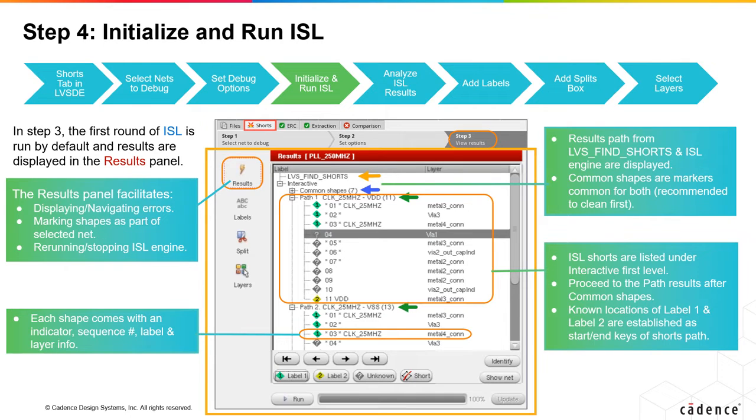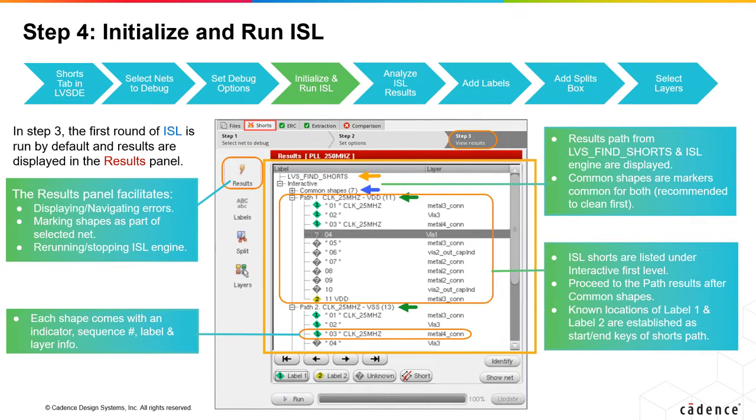The results panel displays the results of the analysis engine and provides navigation through the errors, marking shapes as part of the selected net, and then rerunning or stopping the analysis engine. In addition to the results panel, there are labels, split and layers panels in the View Results page. The information in the results panel is shown in a tree form.